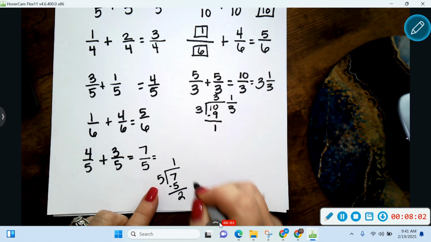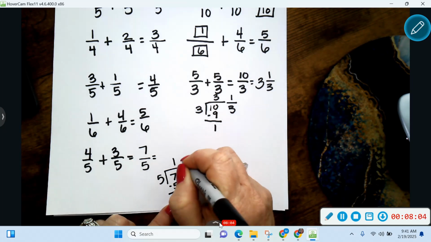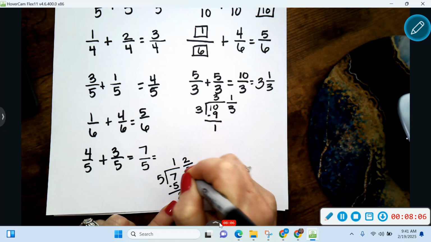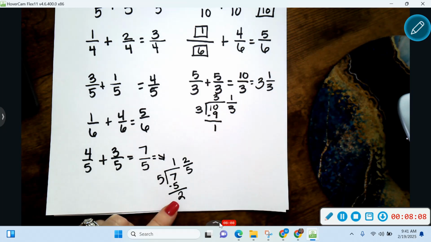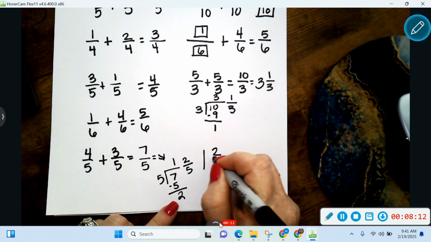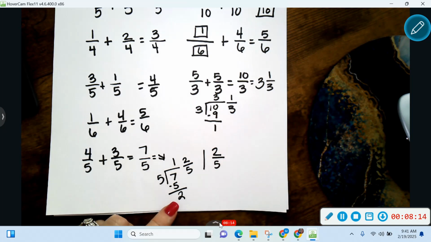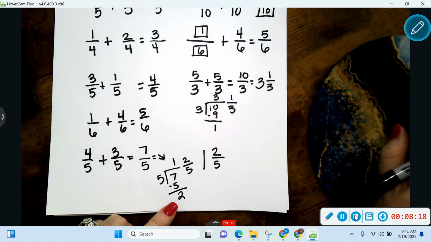Instead of saying a remainder, that becomes your fraction. So here you have 1 2/5 for your answer. 1 whole and 2/5 remaining. All right, very good. Keep practicing.